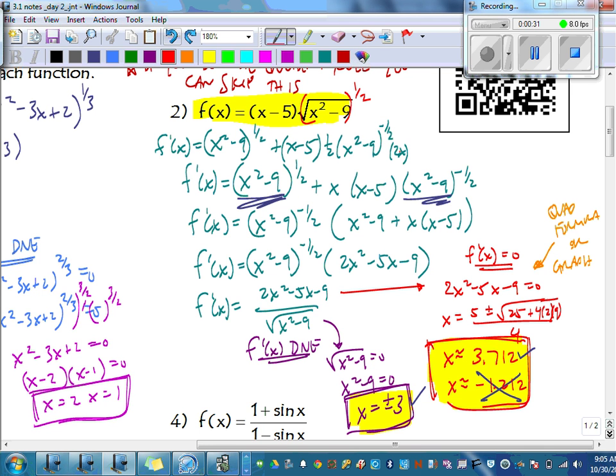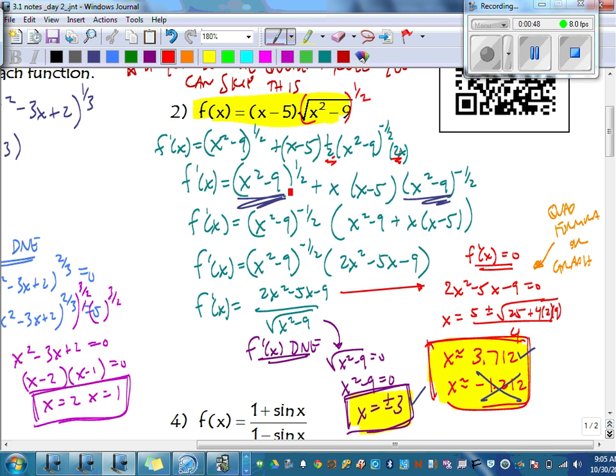Here's where we can factor it. Well, first I'm going to clean this up a little bit. I can multiply the 1/2 and the 2x, which just gives us x out in front. But both of these have an x squared minus 9 to a power. We can factor out the smallest degree. So we can factor out an x squared minus 9 to the negative 1/2.